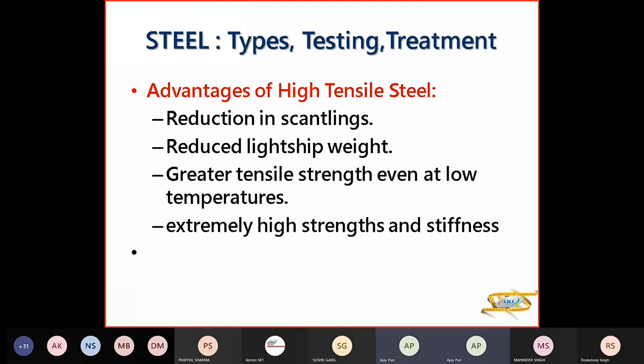Third point is your greater tensile strength even at low temperatures. So steel can crack at low temperatures. So here you have been given a heat treatment for greater tensile strength even at low temperatures. They've got extremely high strength and stiffness as compared to mild steel.